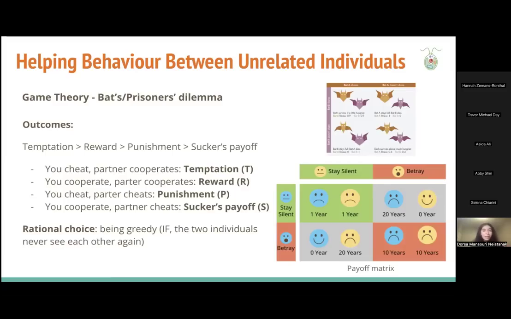But typically in real life, we don't always know when our last interaction with someone is going to be. So, in simple terms, we act nice or we cooperate so that we receive potential benefits in the future. Next slide.